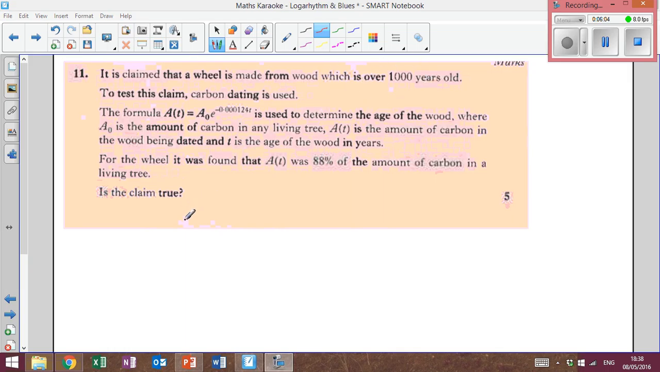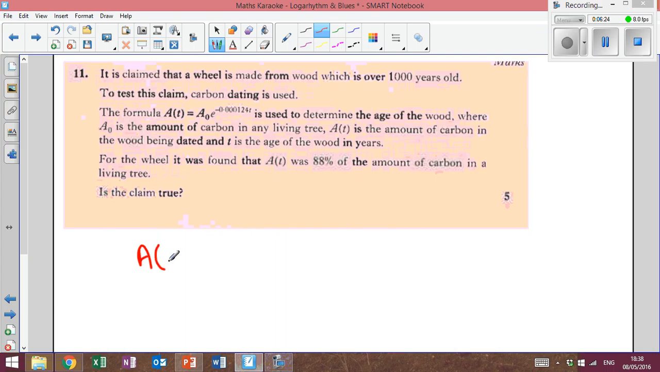Okay, so there's a couple of ways to do this. You could check how much carbon would be left after 1,000 years, or you could check how many years it takes for it to become 88%. I'm just going to go that way. So we want to check how many years it takes to become 88% of the carbon, and from that answer, is it over 1,000 years?